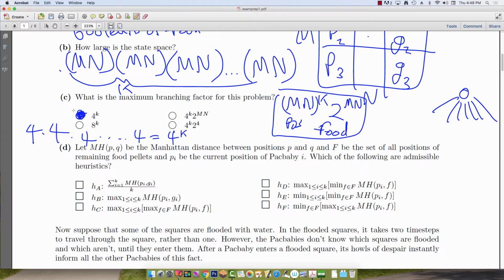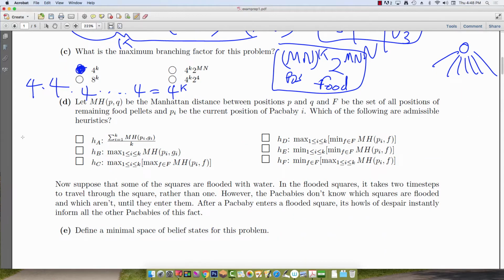So it's going to be 4 to the k. Okay, and now let's go ahead and talk about part D. So now we're going to be examining a bunch of different heuristics, and we want to see which one of these heuristics is admissible for this problem. Just a reminder, admissible means that it never overestimates the true optimal distance to the goal.